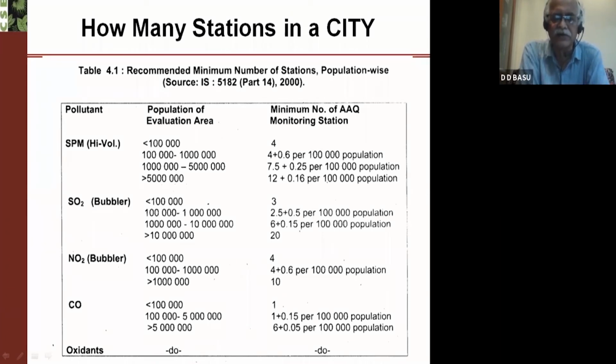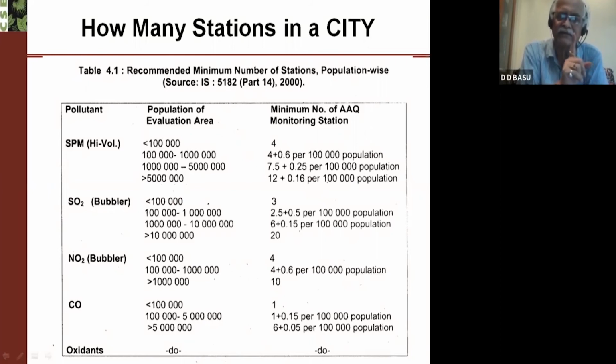For sulfur dioxide and nitrogen dioxide, the same phenomena apply. And for carbon monoxide, we generally go for higher traffic crossings, because that is where the maximum capture of carbon monoxide is offered. So these are the number of stations in a nutshell. It is a very rough thumb rule, but it is better.